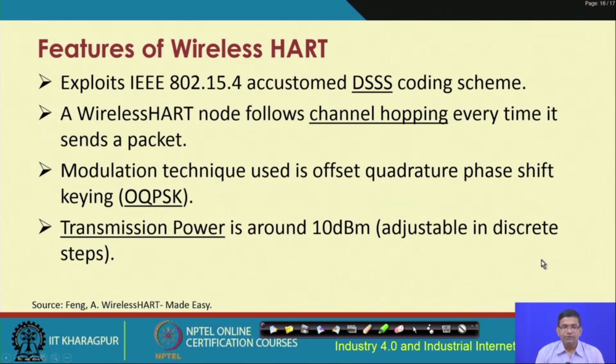Some of the features of wireless HART are that it again uses DSSS, the coding scheme based on 802.15.4, which I told you earlier. The node that follows wireless HART follows channel hopping every time it sends a packet, and the modulation scheme that is used is OQPSK, offset quadrature phase shift keying, and the transmission power is around 10 dBm. So, these are some of the different features.